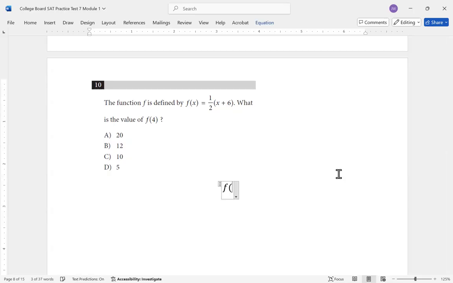So we take f of 4, we'd plug in 4 into that output. So we're going to get 4 plus 6 in parentheses times 1/2. Add the 4 and the 6 together first, and then multiply by 1/2. You'd get 5. And so the answer to question 10 is D, 5.